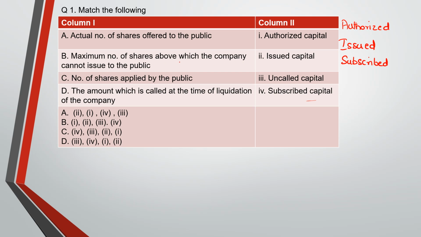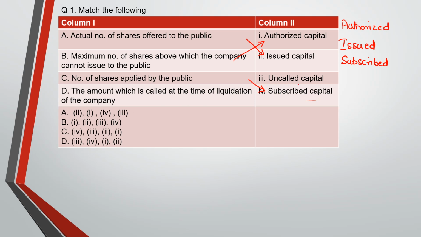Maximum number of shares above which the company cannot issue. So we will match it like this. Actual number of shares issued to the public is issued capital, so A is 2. Maximum number of shares above which a company cannot issue to the public is the authorized capital, so B is 1. Number of shares applied by the public, what the public has taken, is called subscribed capital.